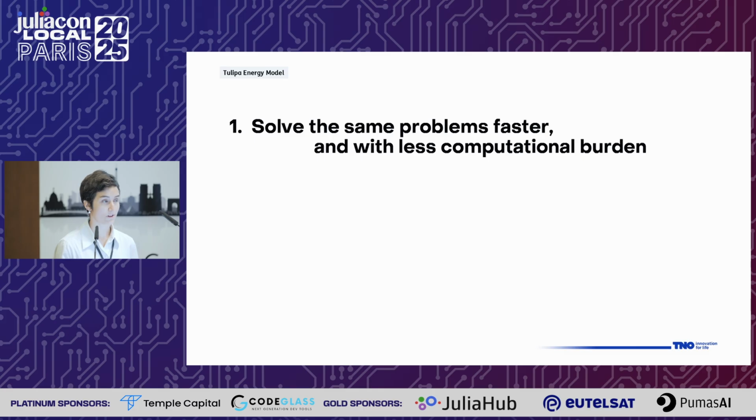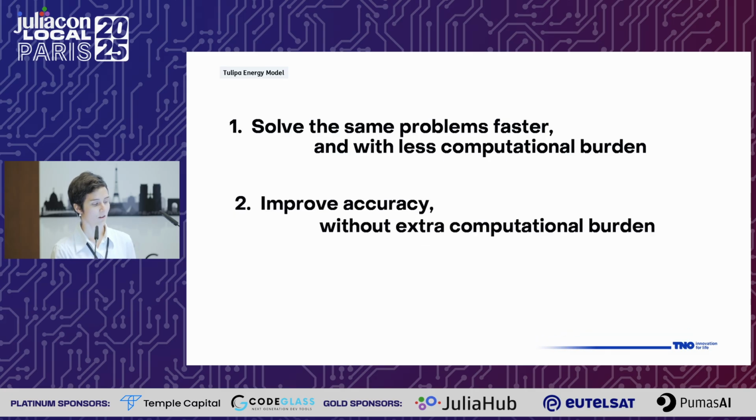So what do we get from this? Well, those are just two things, but basically some of the things that we can do is we can solve the same problems that we were solving before, but faster and with less computational burden, which also means that we can start solving bigger problems with more detail, etc. We can actually improve the accuracy without adding extra computational burden. So this is huge because, yeah, we're dealing with computational burden.